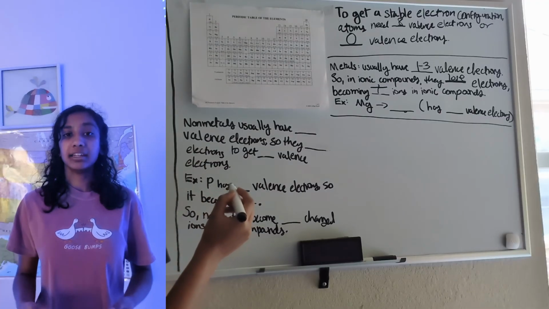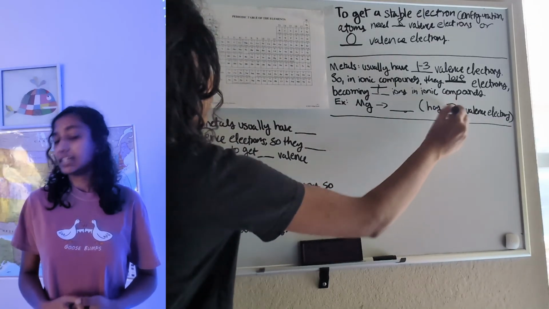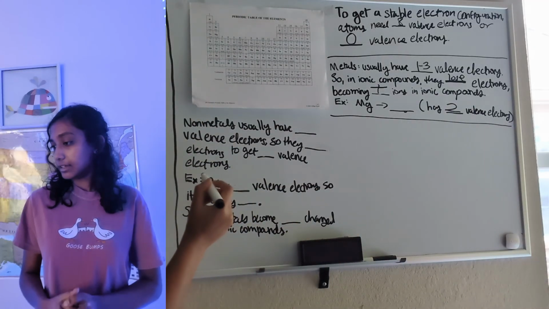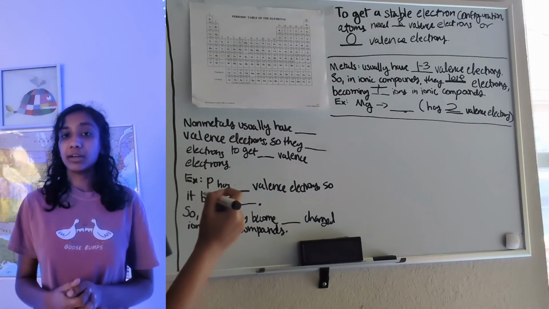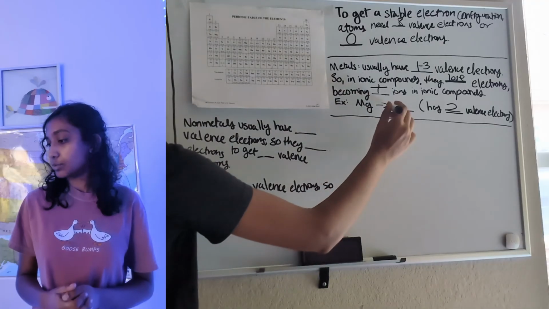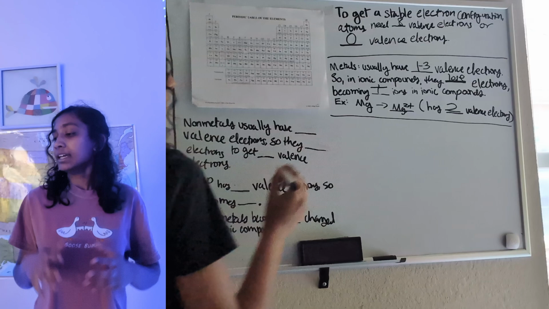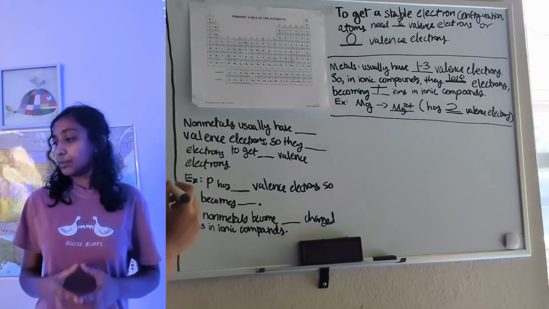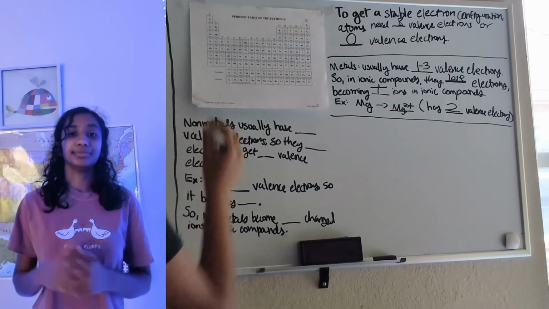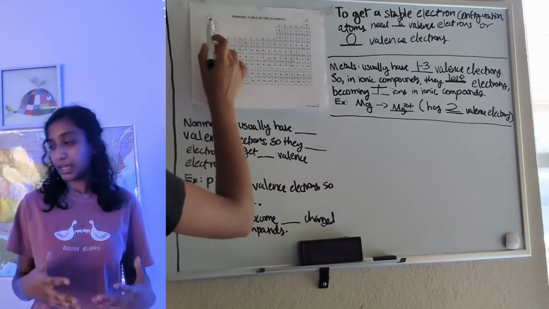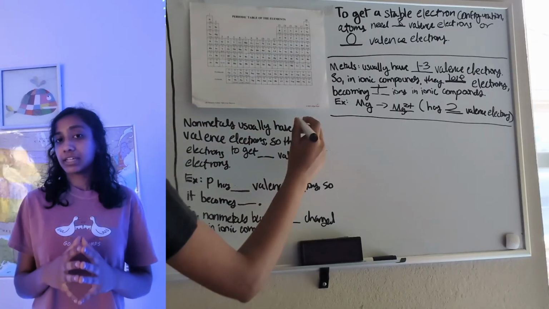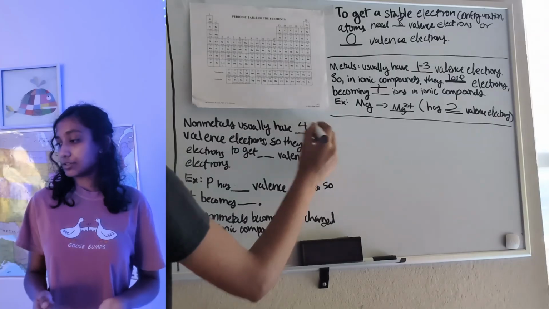For example, magnesium has 2 valence electrons since it's in group 2. In ionic compounds, magnesium will give away those 2 electrons to a nonmetal, becoming the magnesium 2+ ion. Now let's look at nonmetals. With the exception of hydrogen and maybe boron, nonmetals tend to have 4 or more valence electrons.